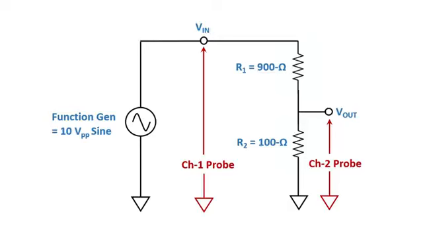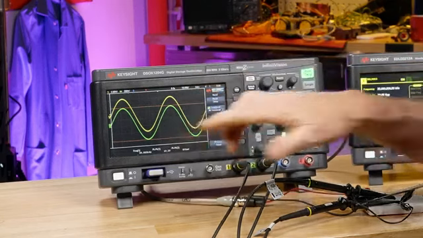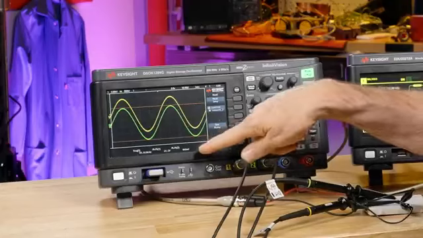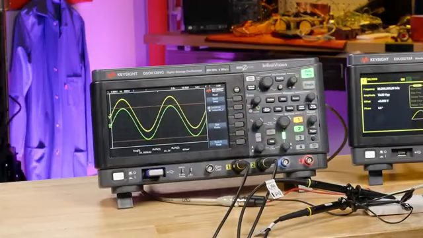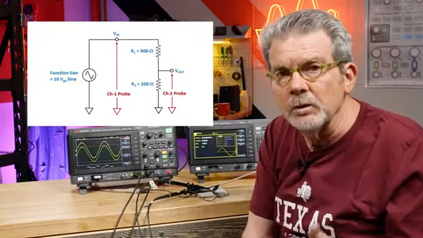Now we're back to our resistive divider circuit, looking at the input signal across R1 and R2. That's the yellow waveform. It's measuring about 10 volts. And we're looking at the output across R2, and it's measuring 980 millivolts. That's about 1 volt. Both of these are pretty much what we expect.